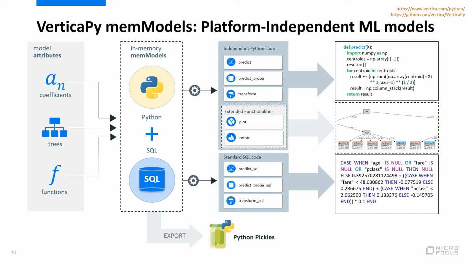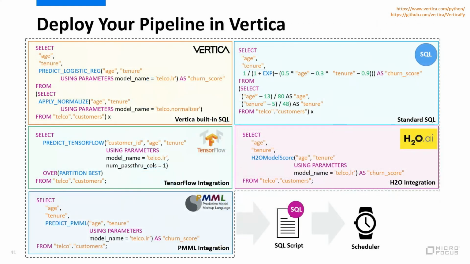And they are great objects to do, for example, real-time scoring, or to deploy your work in other SQL environments. But typically, this is if you want to move the model out and do the scoring outside Vertica. If you want to do the scoring in Vertica, you have everything needed directly in the platform.